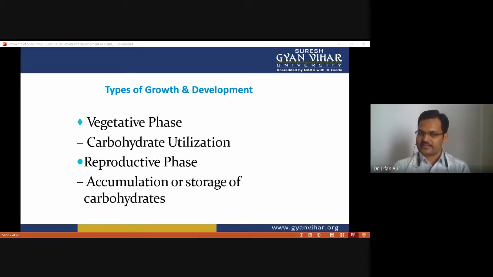In the vegetative phase, there is utilization of carbohydrate carried out in the plants, and in the reproductive phase, there is accumulation or storage of carbohydrate. So these are the two phases. In the vegetative phase, plants utilize carbohydrate for their growth and development. And in the reproductive phase, plants accumulate or store carbohydrate.